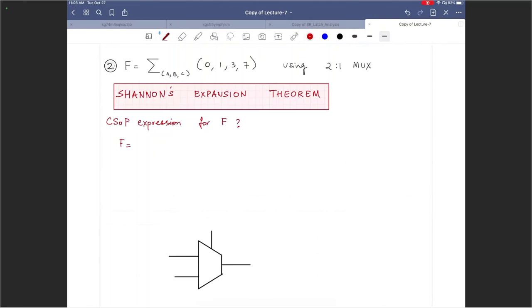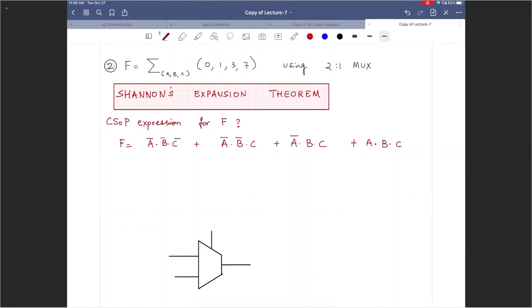F equals minterm 0, minterm 1, minterm 3, minterm 7. So what I'll do first is simply write ABC or ABC or ABC or ABC. Then the first minterm is 0, so bar, bar, bar. And then this next one is 1, so bar, bar here, and then 3, 0, 1, 1, and then the last one is just 7, 1, 1, 1.